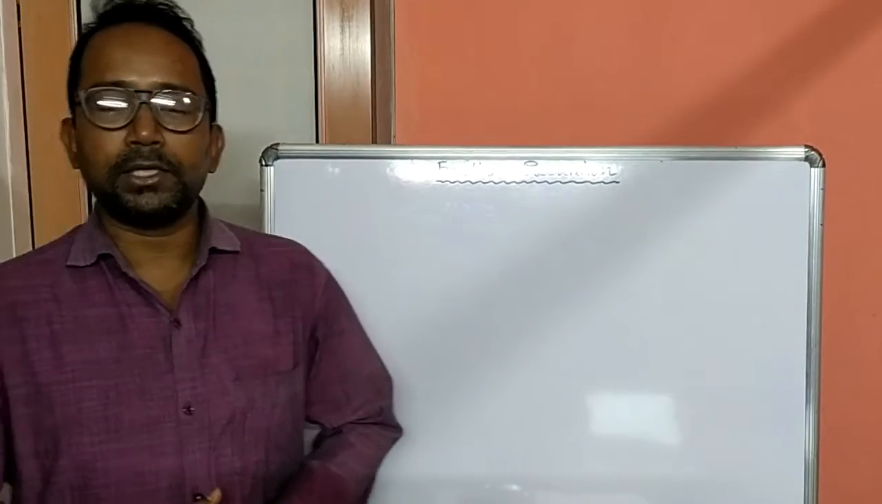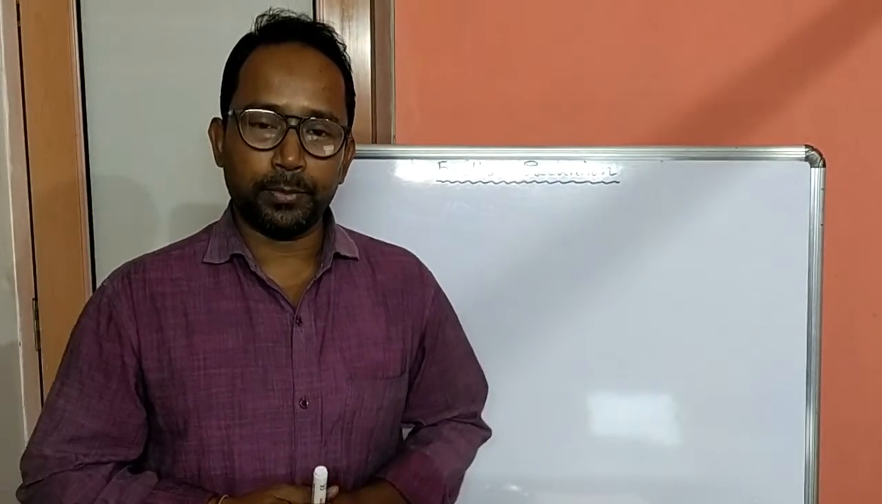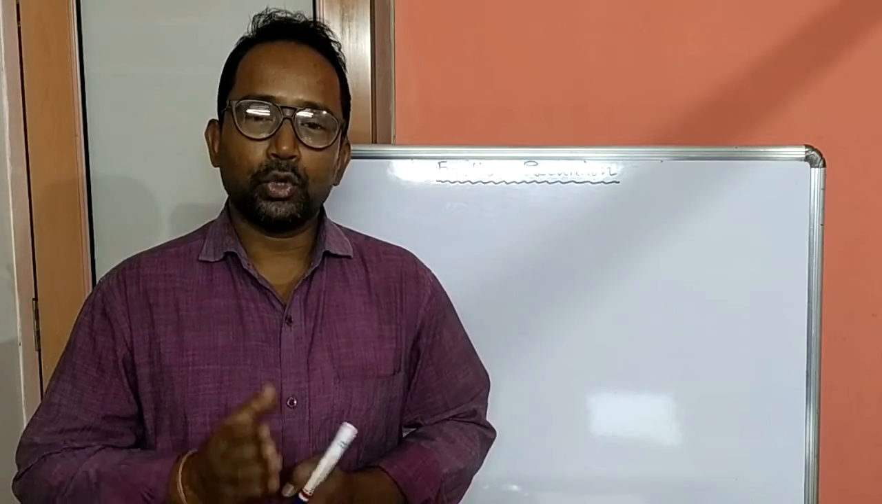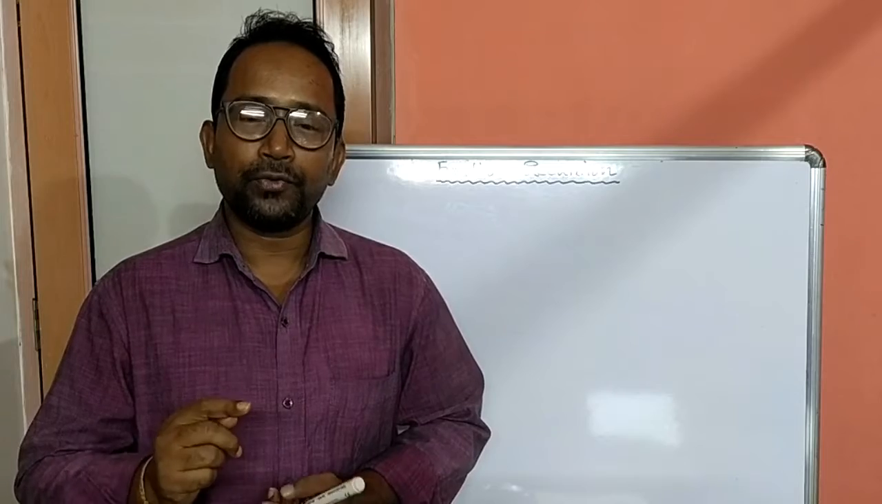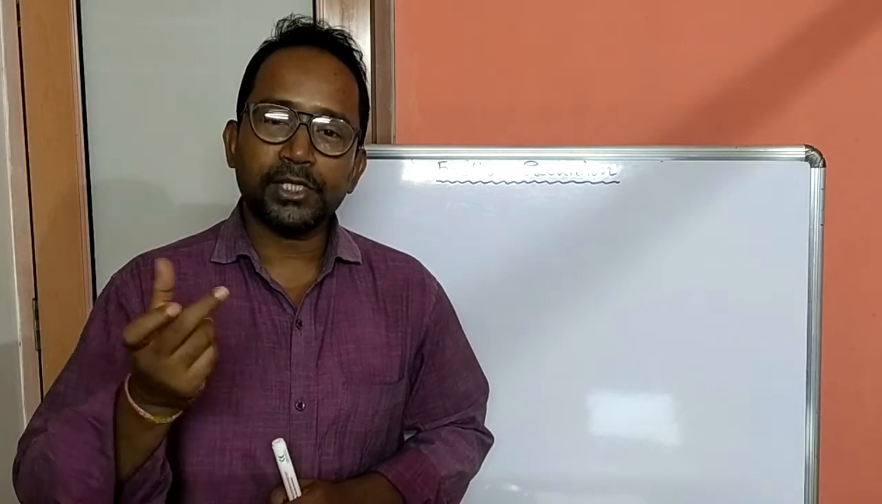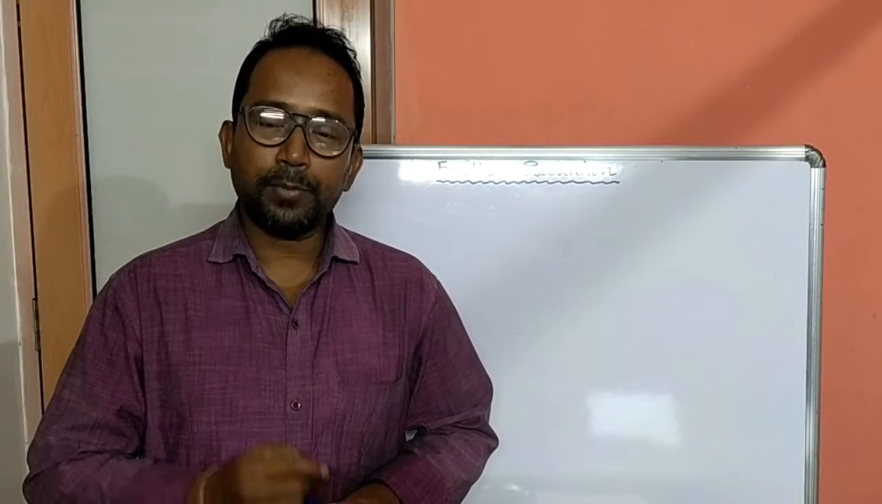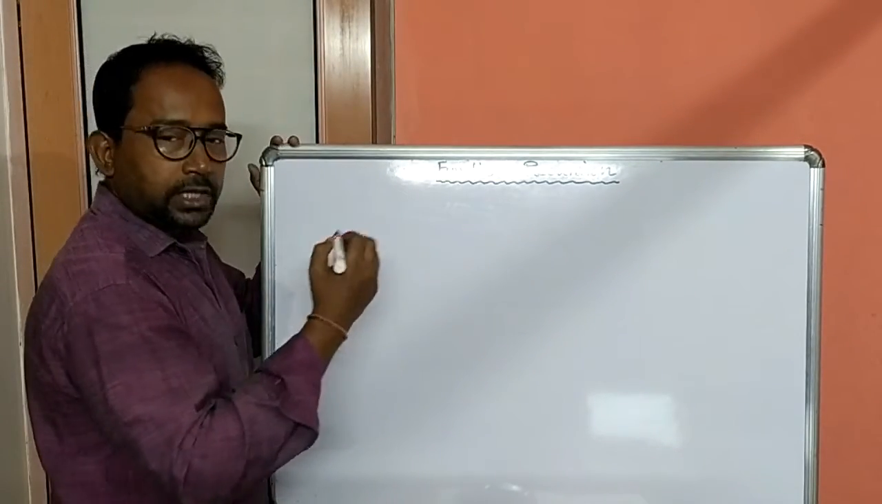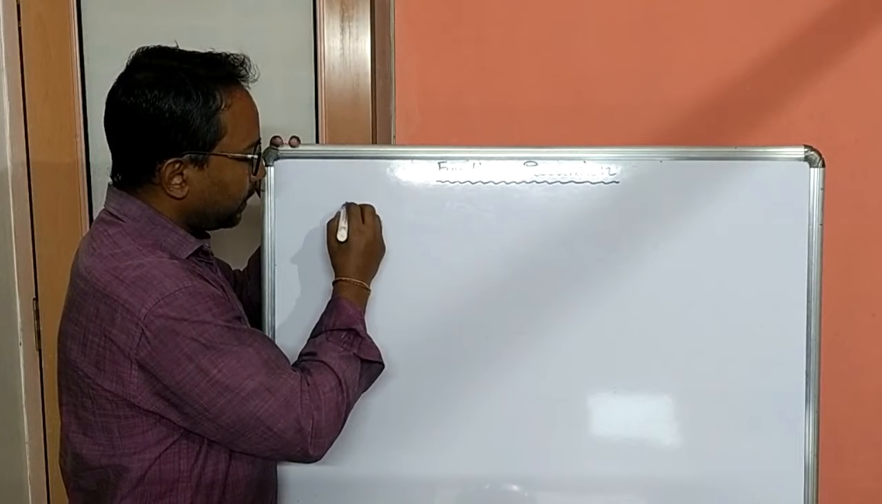Now a recursive function must contain two types of statement. One is the base case statement, another one is the recursive case statement. So the recursive case is a statement for which the function calls itself. That means the call statement. And the base case is a statement which causes the recursive function to end. That means it terminates the execution of the recursive function. So I am showing you. Let's take one example.